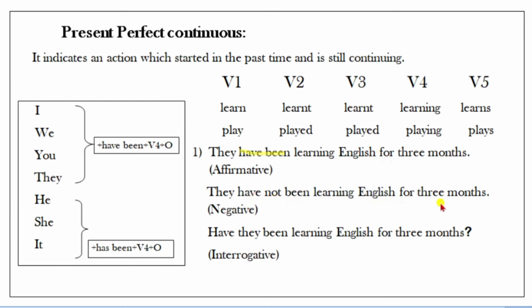They have not been learning English for 3 months. Whenever we make the negative of this sentence, we use have not been. Interrogative for this sentence: have they been learning English for 3 months? So it is called an interrogative sentence. According to this structure, I have constructed affirmative, negative and interrogative.